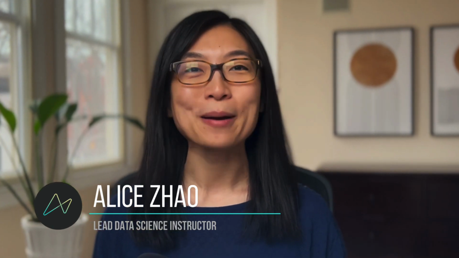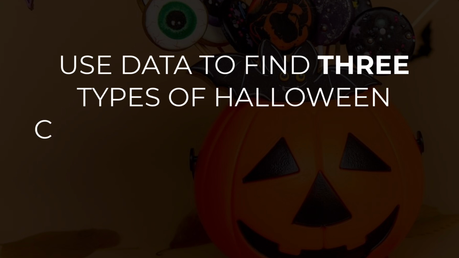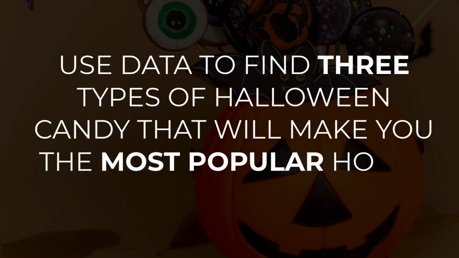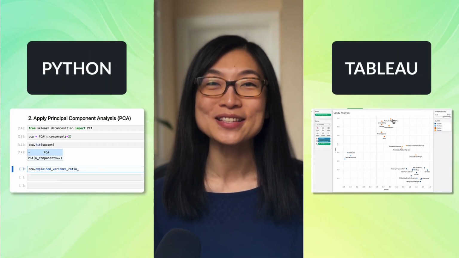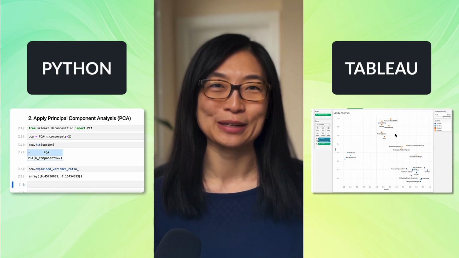In this video, I'll be walking through how a data scientist would tackle an analytics problem, specifically a past Maven analytics challenge, which was to use data to find 3 types of Halloween candy that would make you the most popular house on the block. I'm going to share my thought process as a data scientist and explain how I'd incorporate machine learning, Python, and Tableau into my analysis to come up with my final 3 candy recommendations.